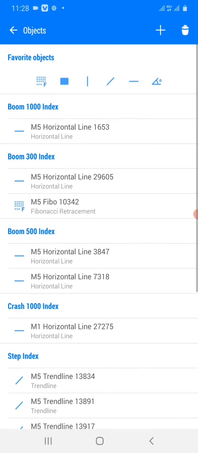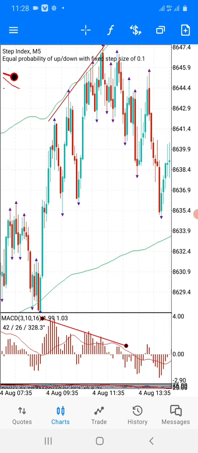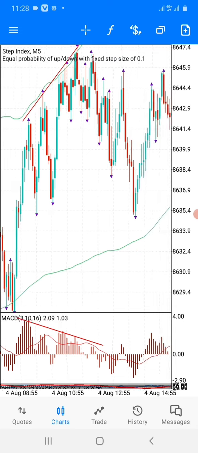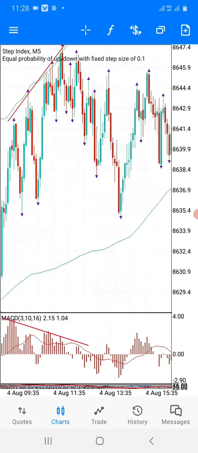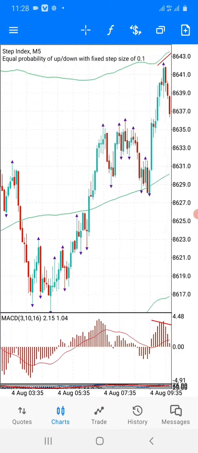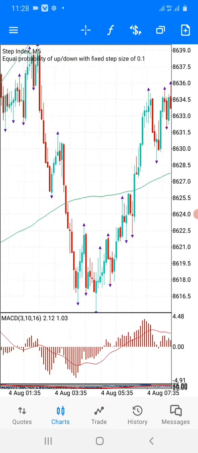Okay, here is another one. And then the divergence on our indicator, which is a disagreement between the price action on the main chart and our indicator, and then from there we have a reversal to the downside.